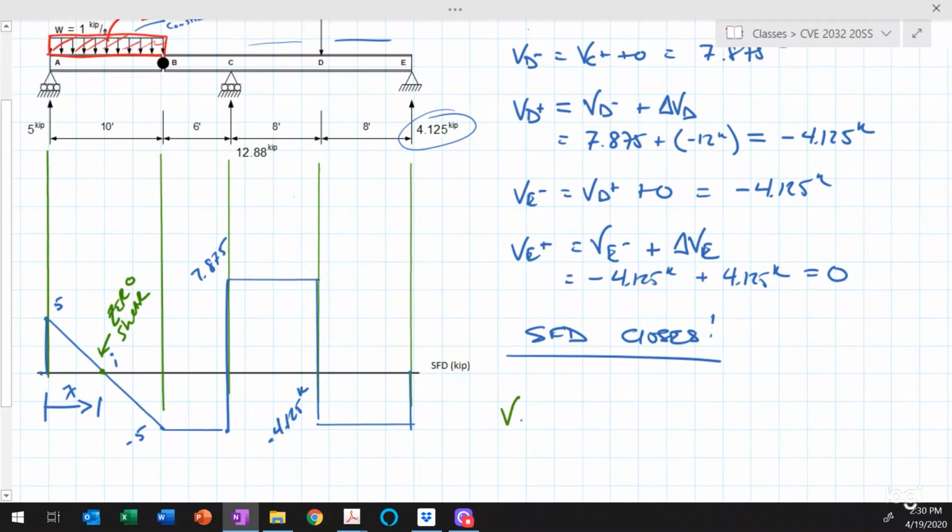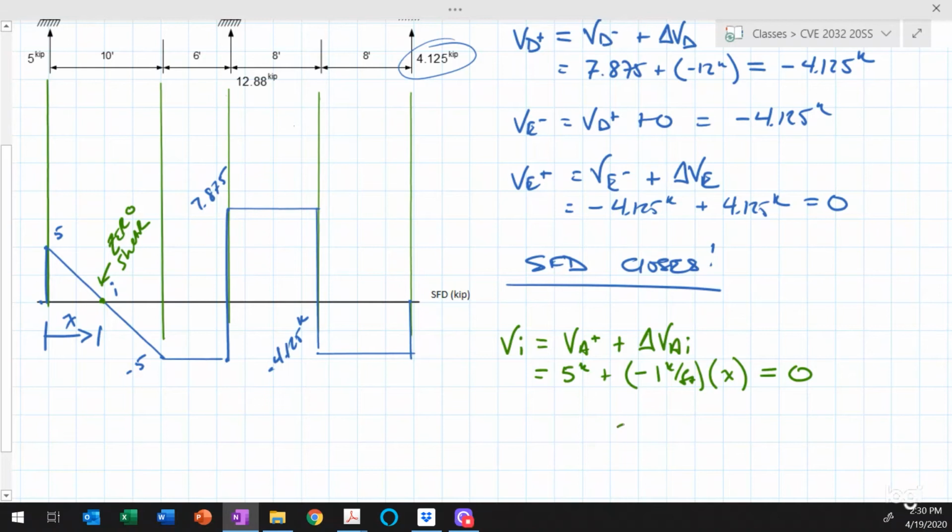But what we can say is that the shear at point I is equal to the shear just to the right of point A plus the change in shear between points A and I. So the shear just to the right of point A is 5 kips, and the change in shear between point A and point I is equal to minus 1 kip per foot acting over some distance x, and we know that that shear should be equal to 0. So scroll down just a bit, we can solve here, and we could find that x is equal to 5 feet exactly. Okay, now in case we didn't know that by observation, we can solve for it more precisely.